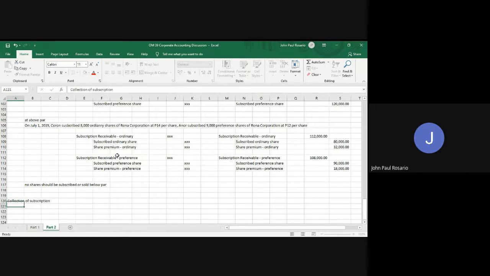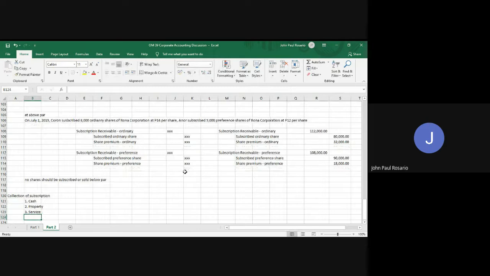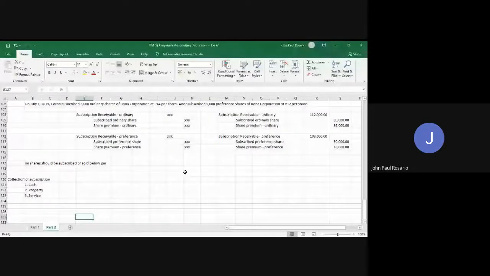Okay. So for the collection of the subscription, guys, there are 3 ways wherein makakollect siya og payment. Okay. So first is cash, second is property, and then lastly, it's services. Though I will only be showing to you the journal entry for cash, I'll just discuss to you kung saan difference kung what yung property, non-cash.